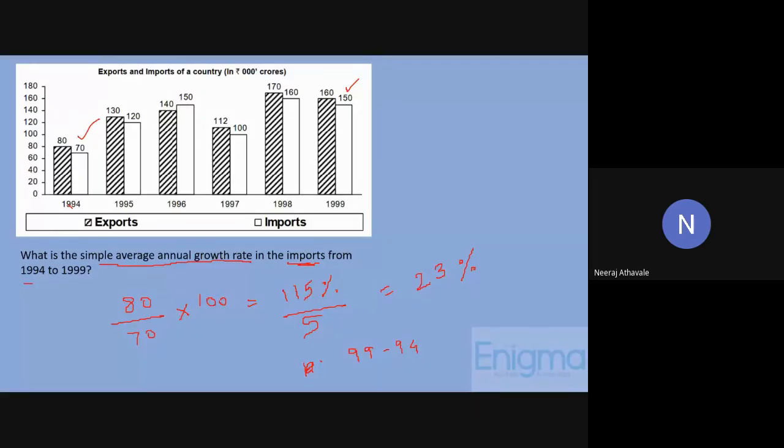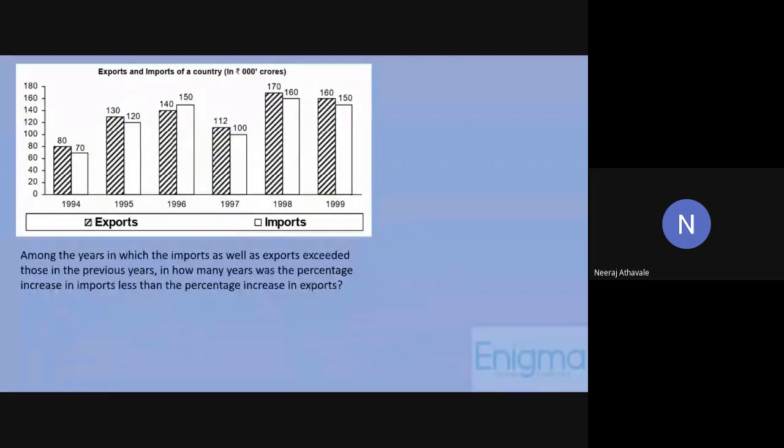What are the imports in 94? The imports in 94 are 70. So that's why we have 70 in the denominator. The imports in 99 are 150. So what is the change? 150 minus 70, which is 80. 80 upon 70 into 100. So first we found the percentage change, and then we divided it by the number of years. Okay, so next one. This is the last question from the bar graph. Try to solve this.